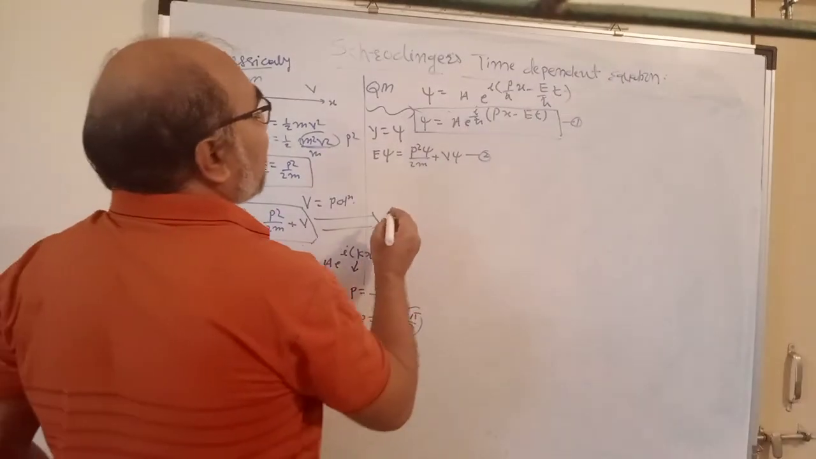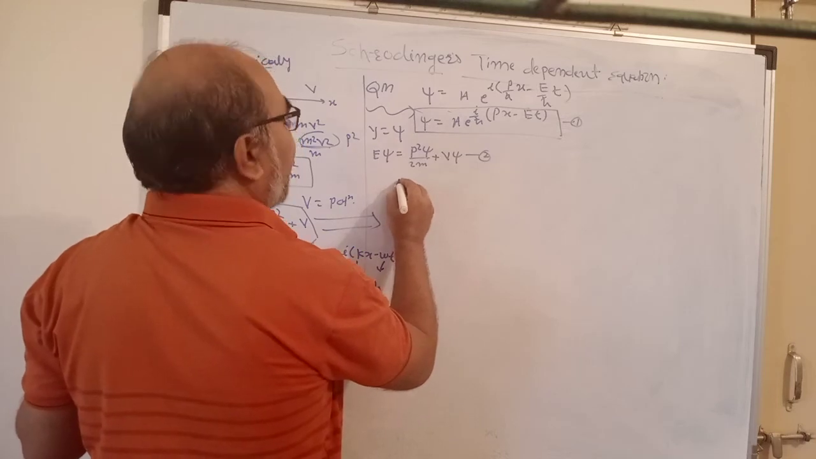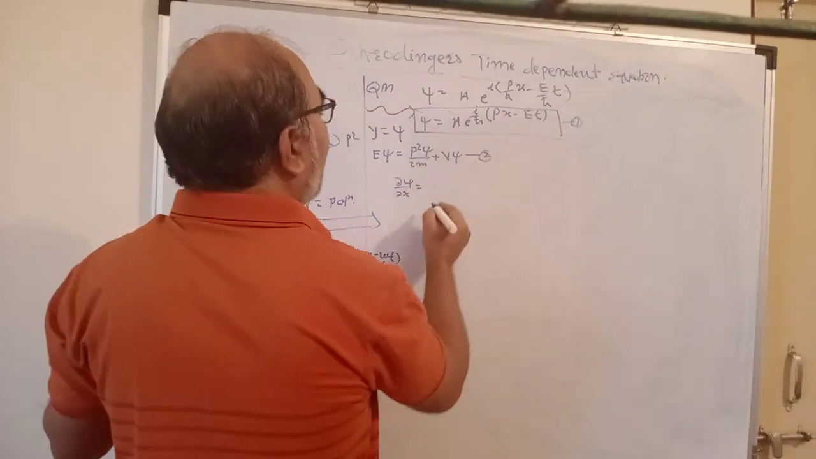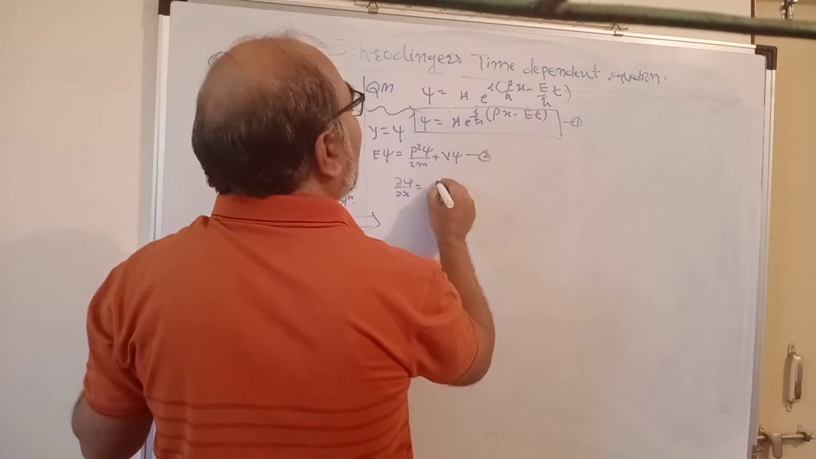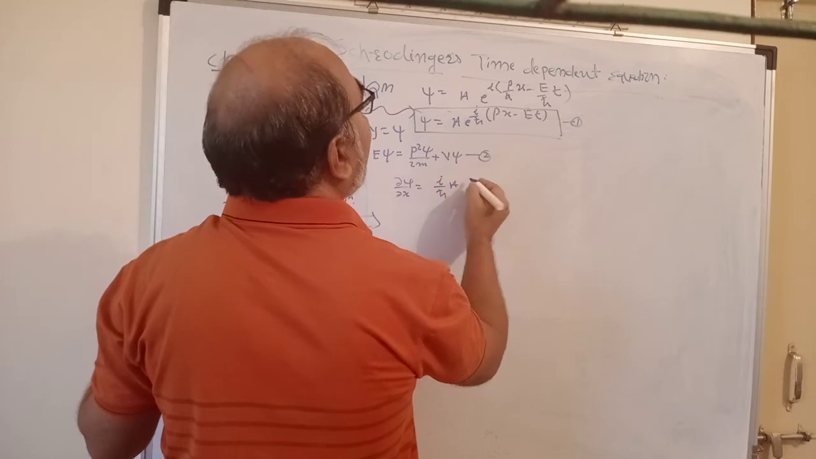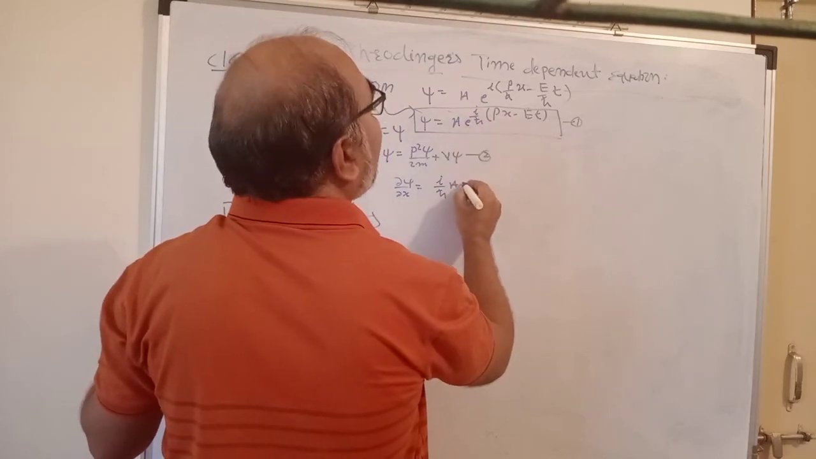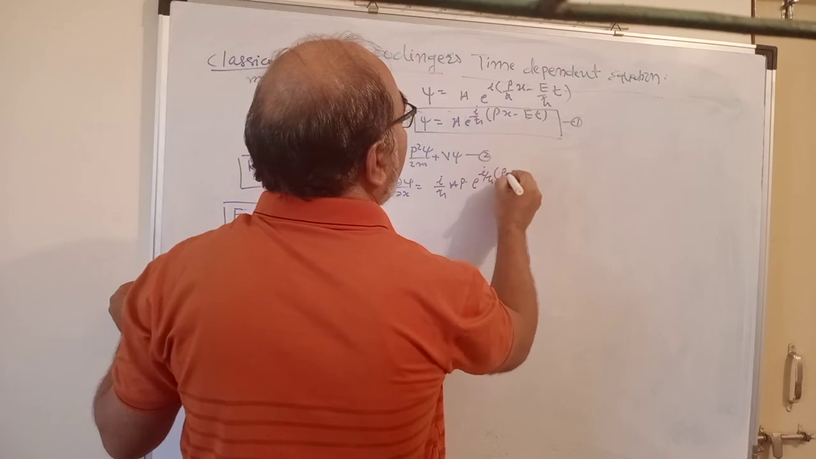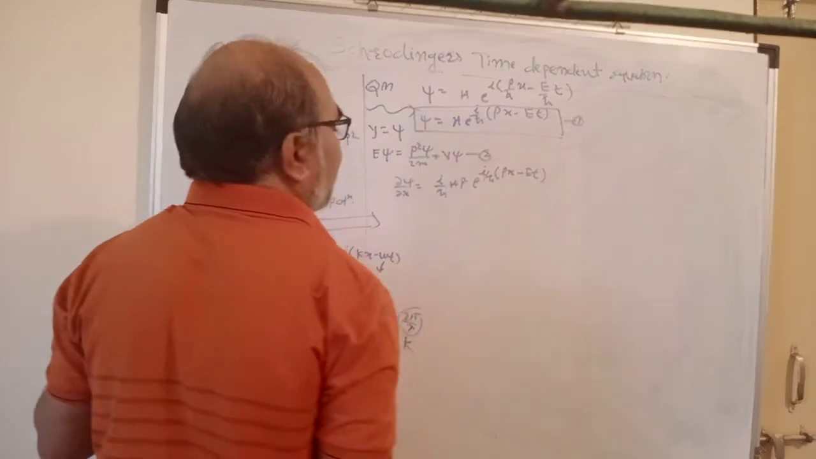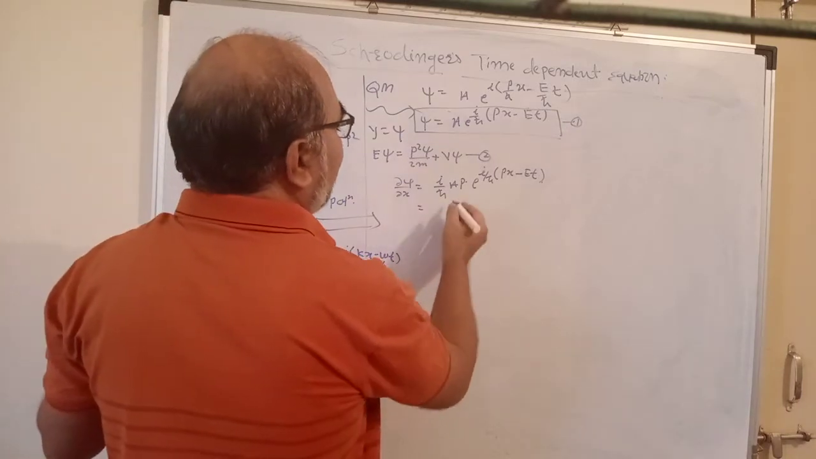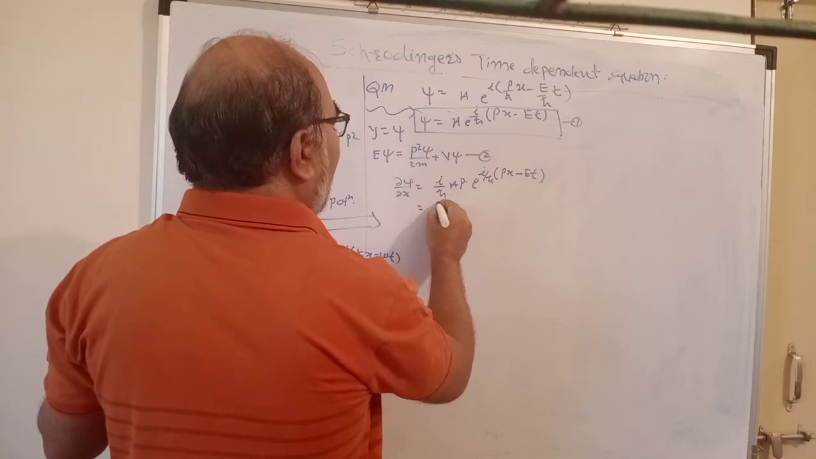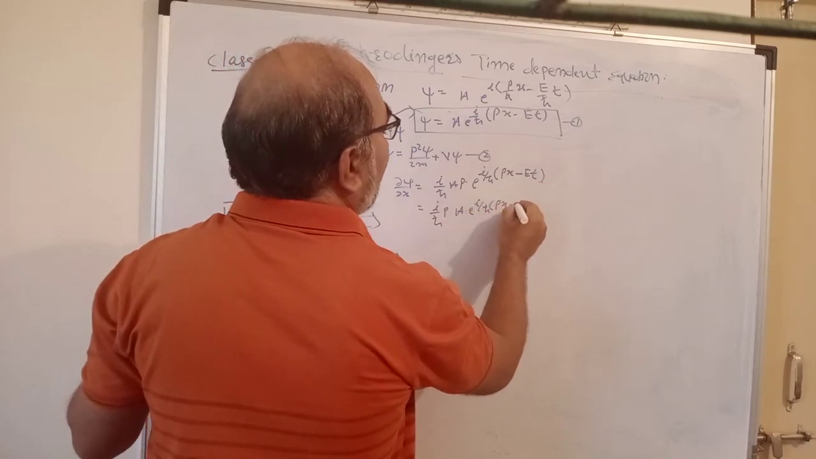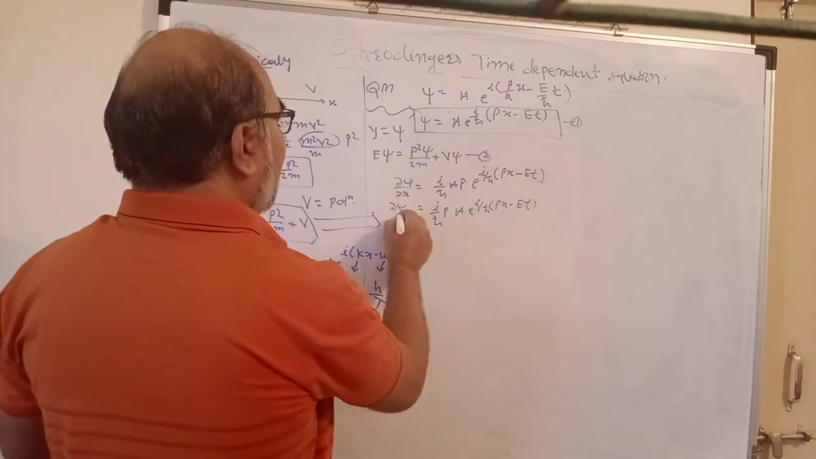Now we are going to find E psi and p square psi from equation 1, and therefore first we differentiate with respect to x. Dou psi by dou x becomes i by h cross p A e raised to i by h cross (px minus Et). So this is dou psi by dou x.